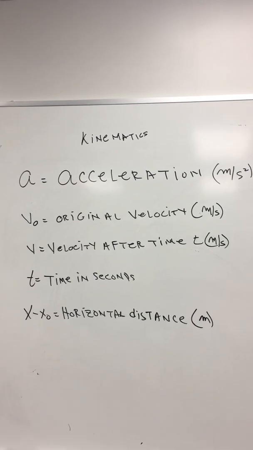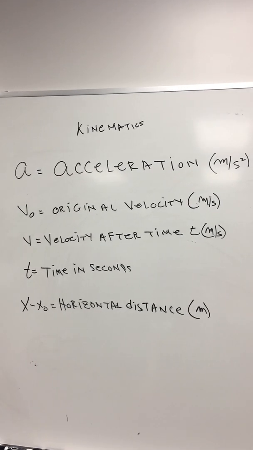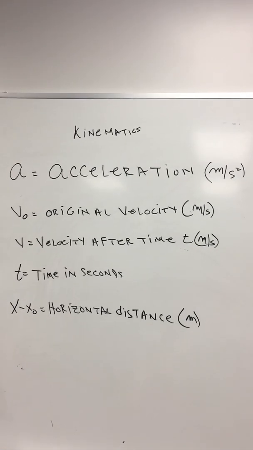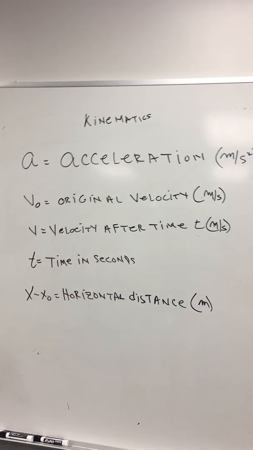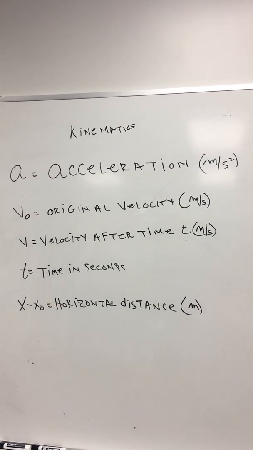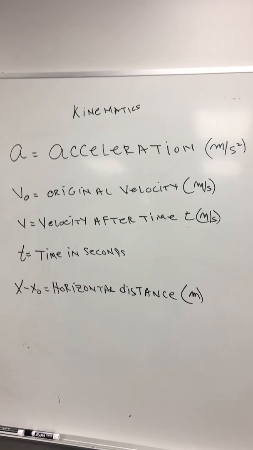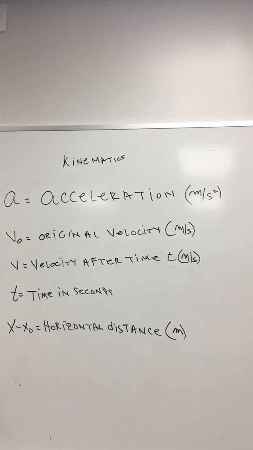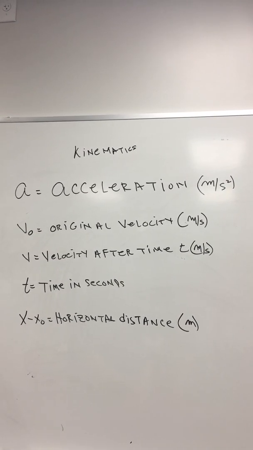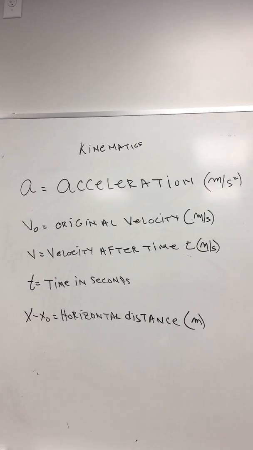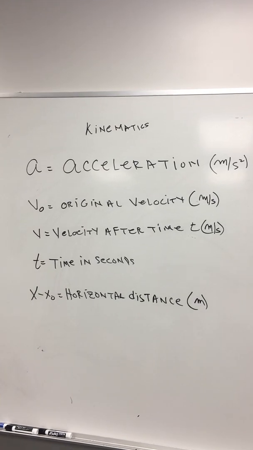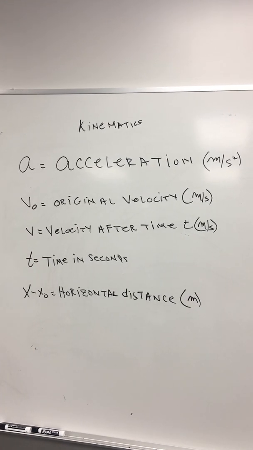So you have V sub 0, that's the original speed. V, that's the speed at a certain amount of time, maybe after 10 seconds. T stands for time in seconds. And x minus x sub 0 is the horizontal distance traveled, and that would be in terms of meters. M stands for meters. If you remember in the laboratory experiment where we did the metric system, we talked about meters.